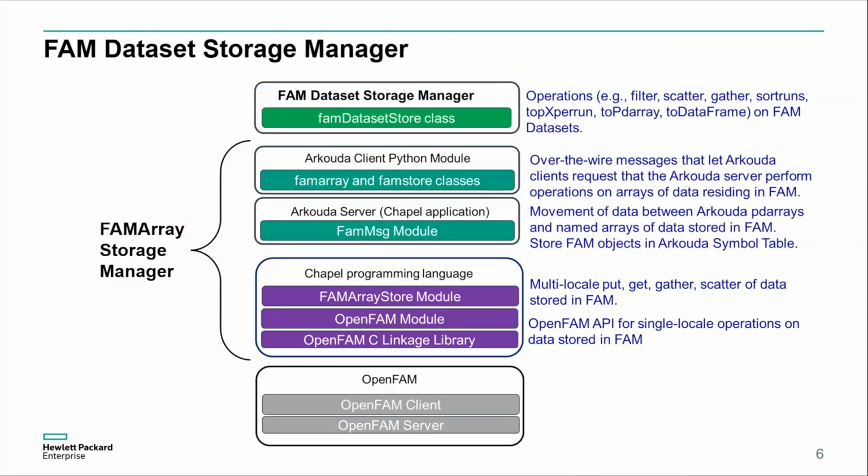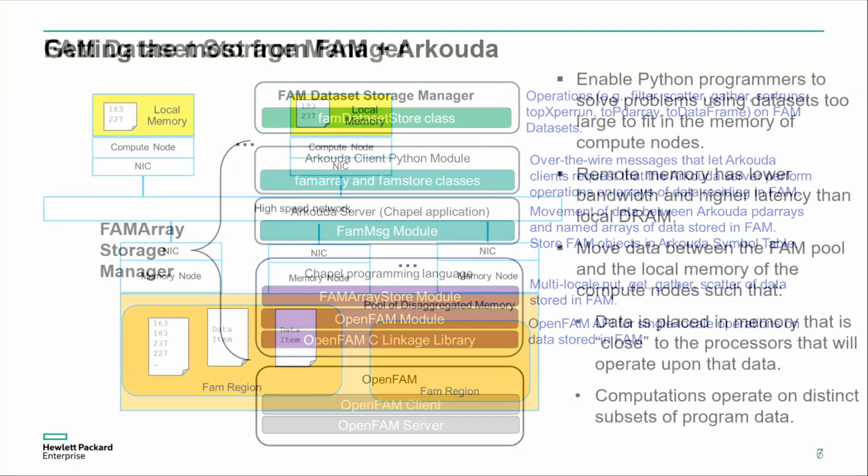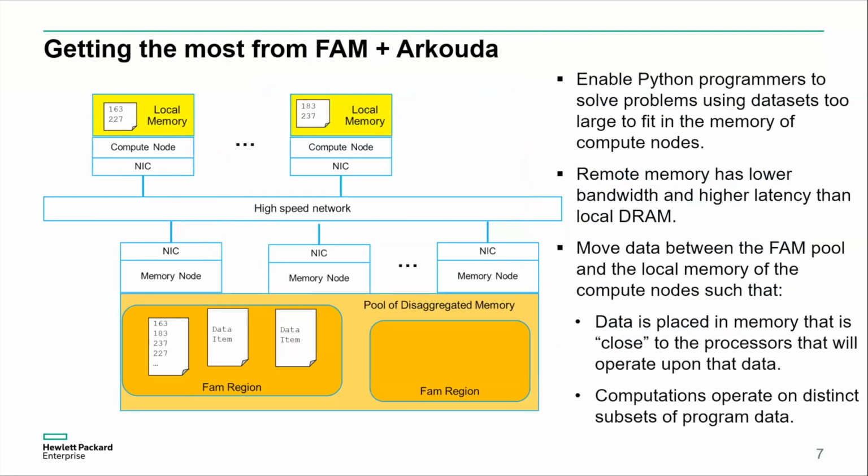And the second thing we implemented was a FAM dataset storage manager up here using the FAM array storage manager. And before I get into what that is, let's talk a little bit more about some of the attributes of fabric attached memory. In particular, the remote memory, although it has better bandwidth and better latency than an SSD or flash, is still lower bandwidth and higher latency than local DRAM. And this is understandable because you're having to go across the network.